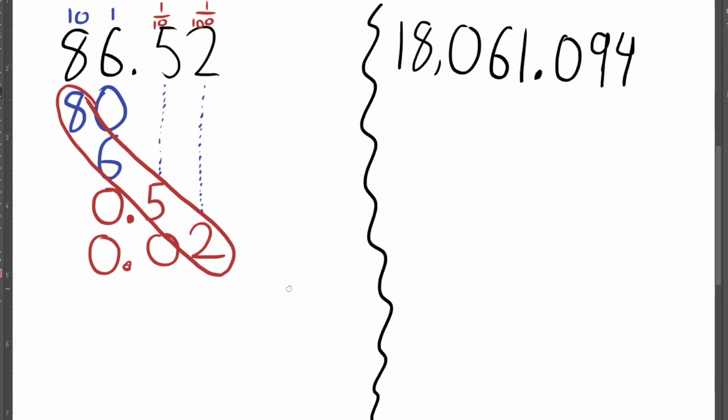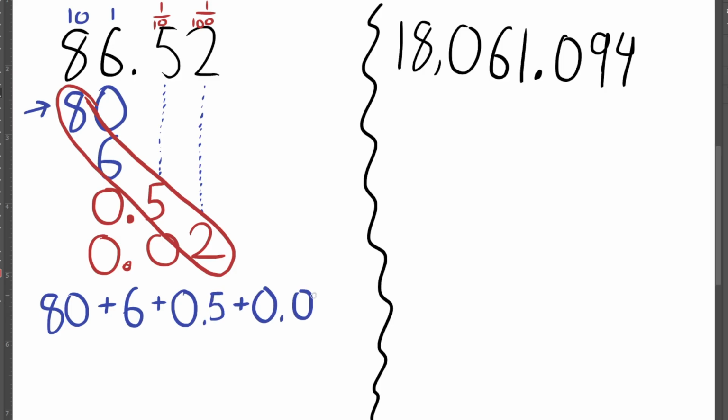However, in expanded form, we cannot leave it like this. This is not a correct answer. We need to take all of these numbers and add them together. So we're going to start from the top and move our way down. We're going to start with 80 plus 6 plus 0 and 5/10 plus 0 and 2 hundredths. That would be your expanded form.